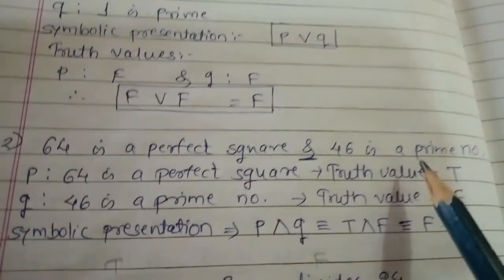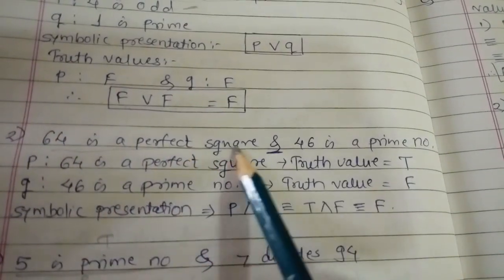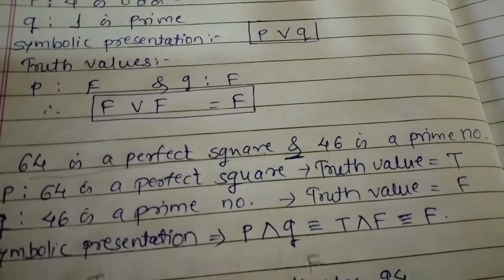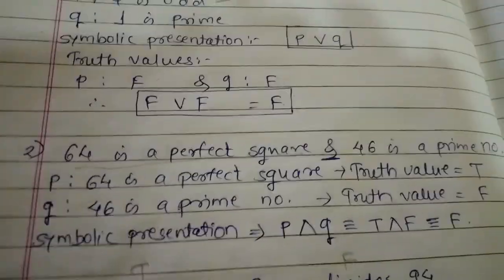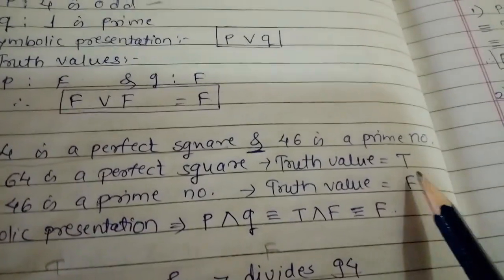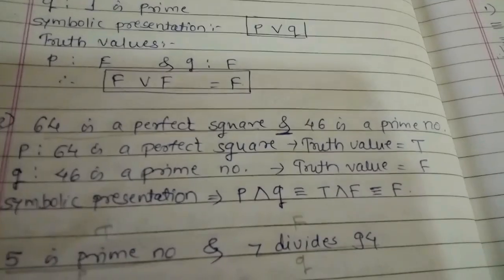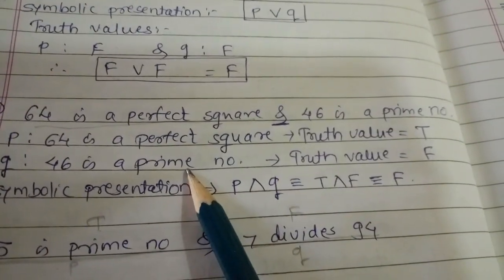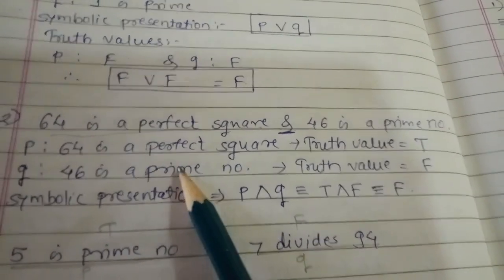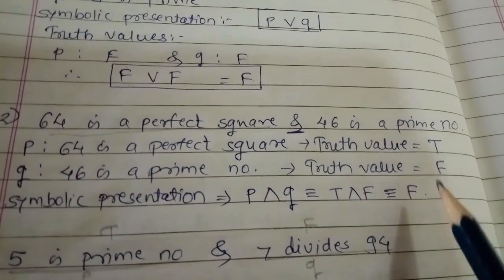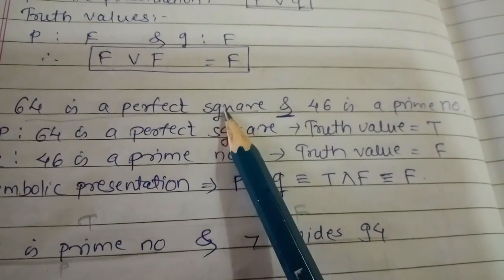64 is a perfect square and 46 is a prime number. So our P statement is 64 is a perfect square. You know that it is a perfect square, so the statement is true, so its truth value is T. So I am writing it in front of it, that is T. And 46 is a prime number, so the truth value of this one is, you know that it's not a prime number, since 46 is divisible by 23, so it's not a prime number, so the truth value is false. Now we are going to write down the symbolic representation.